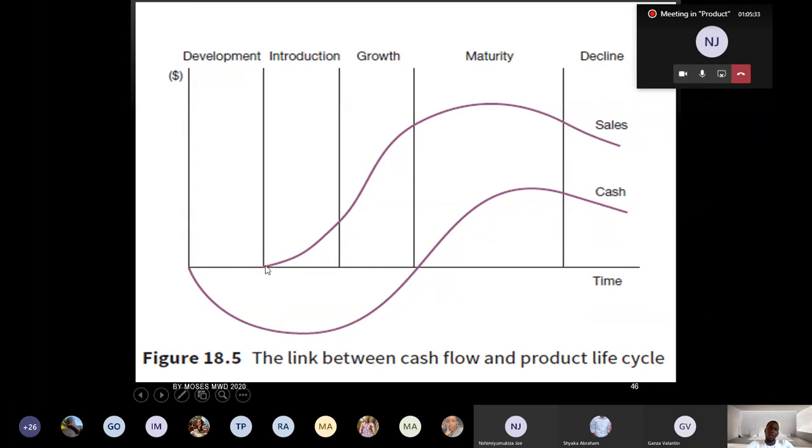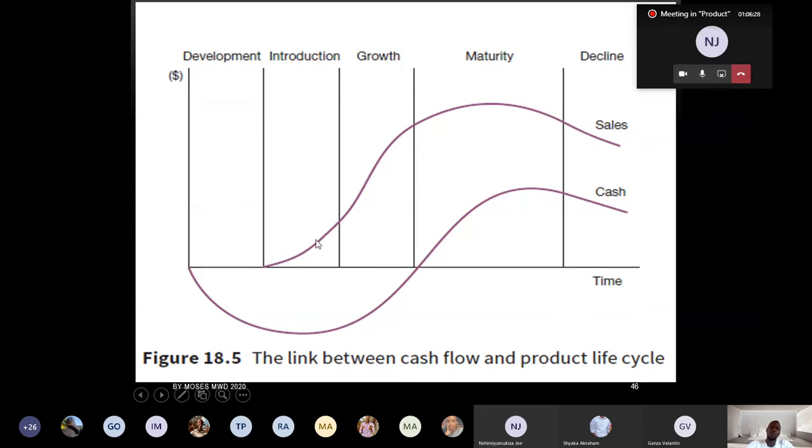Now, on the introduction stage, we are done developing. The product is going on the market. Still, when the product is new on the market, though you are selling something, you are still spending more on transport, on rent, on electricity. All those costs are still higher than what you sell. That's why the curve is still going down here, but not at a higher rate like here. You're selling something, but costs are still more. And you need to mention them, don't just say costs in a paper. You have to mention rent, labor, electricity, advertising, marketing and everything.